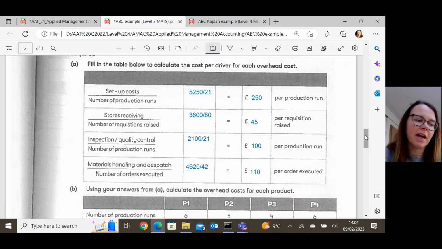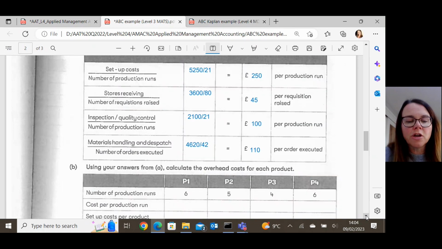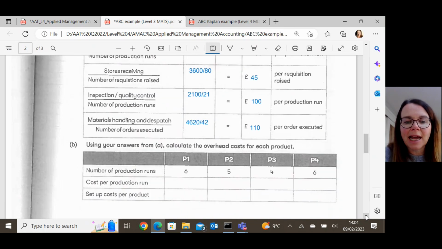Right, so just taking the overhead and dividing it by the total number of times that the cost driver occurs. Using your answers from A, calculate the overhead costs for each product. Right, so number of production runs, 6,546. So the cost per production run.